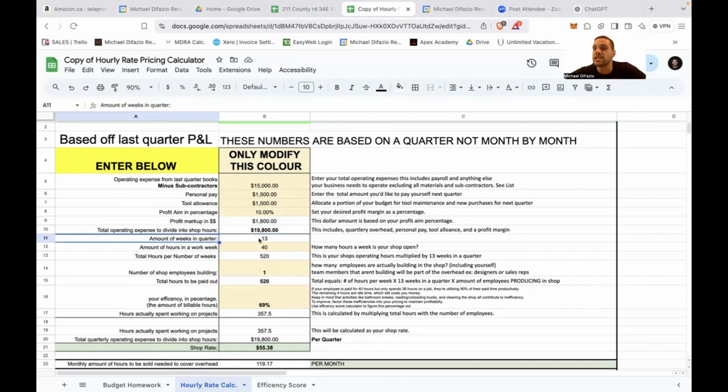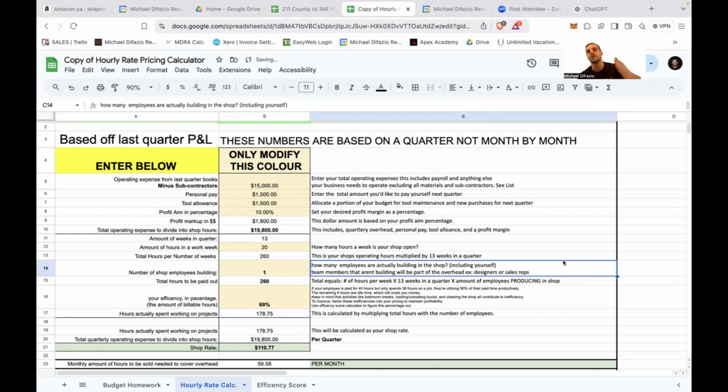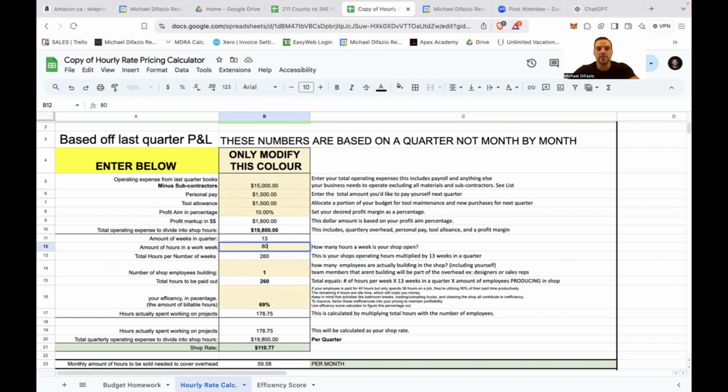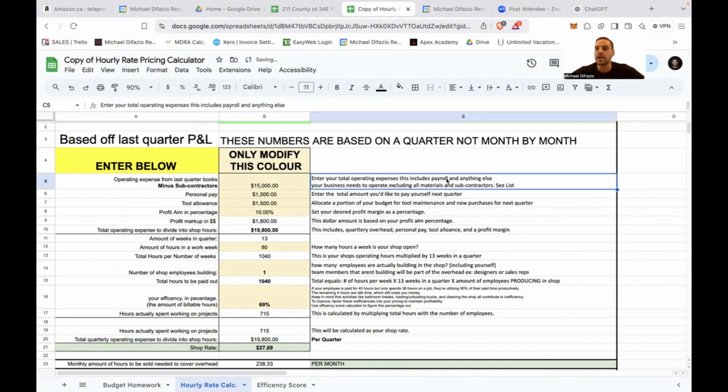Okay. There's 13 weeks in a quarter. 52 divided by 4 is 13. So there's 13 weeks. This is why we're doing this over a quarter and not month by month. Amount of hours in a work week. I put 40, but if you're doing this part-time, and you're only going to be able to put in 20 hours a week, put in 20 hours a week. If you're a savage and you want to work 80 hours a week, put 80 hours in a week, okay?